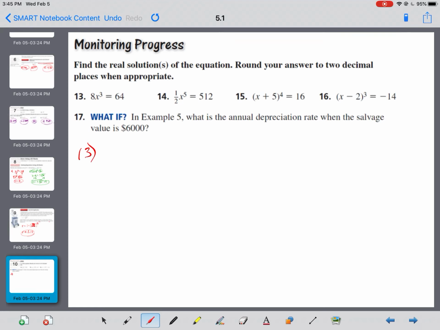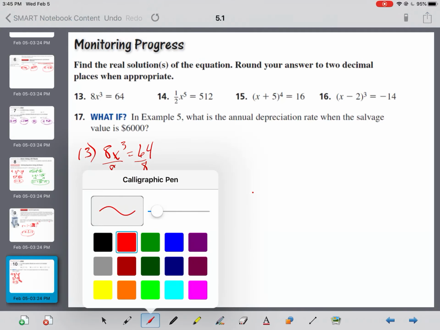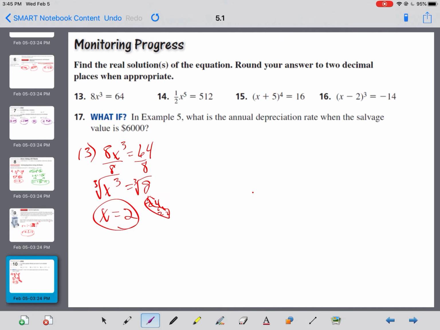All right, let's look. 8x to the third equals 64. You get the x to the third by itself, so divide by 8. X to the third equals 8. Third root. X equals, let's see, 2 and 4, 2 and 2, 3 2s, x equals 2. Let's try number 14. Didn't mean to pick purple first, but whatever.